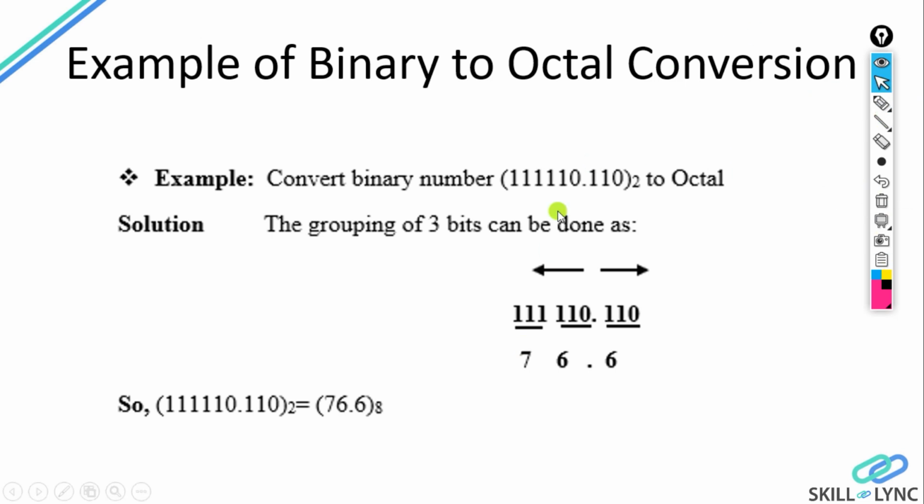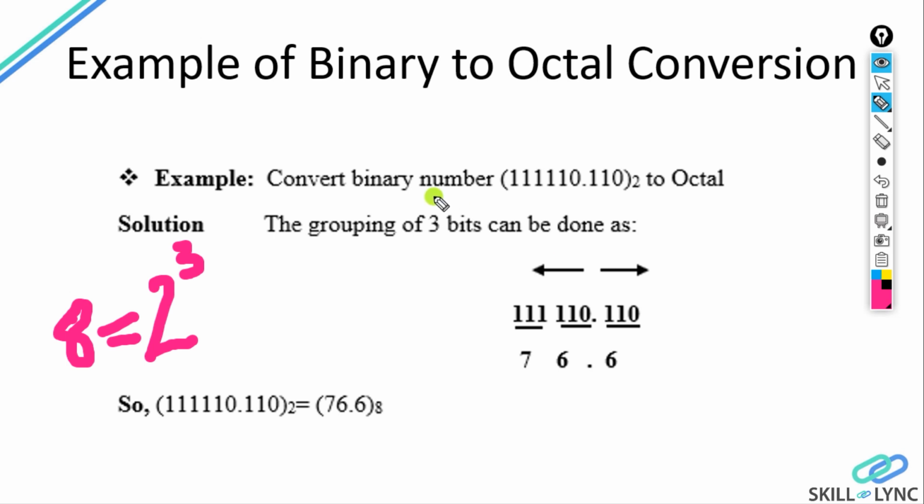First of all, understand why we group 3 bits. See, you can write 8 as 2 to the power 3. That's why we are grouping 3 bits. Now we will see how to convert a binary number into an octal number.